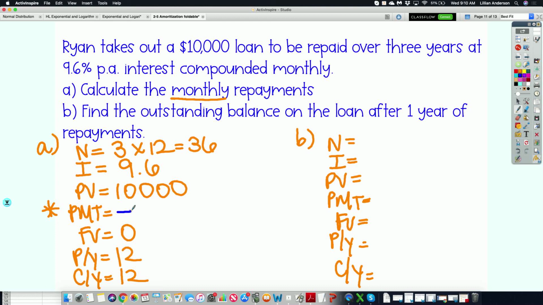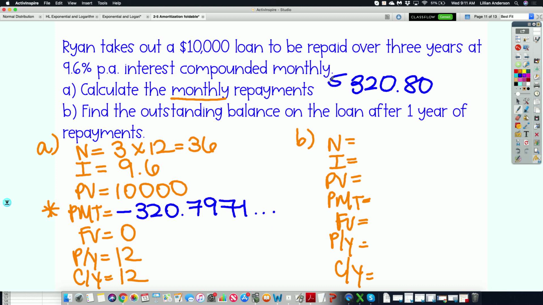How much? 320. You want the whole thing or just the rounded? Give me the whole thing, and then I'll round it for the final answer. 7971565. Will do. So that's what we'll write down on our paper, and then our final answer is, of course, going to be the positive number, which is $120.80. And this is in dollars, right? Yes, it is. So that's how much he's going to have to pay on this particular loan. So a $10,000 loan over 3 years with a 9.6 interest rate is that much money.